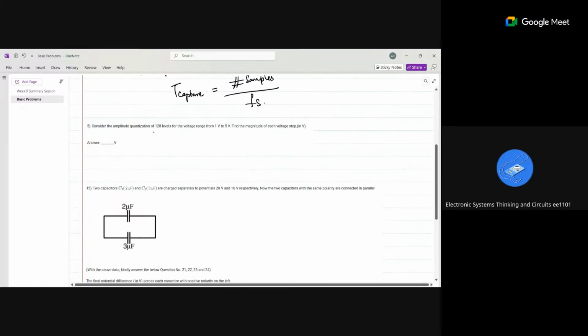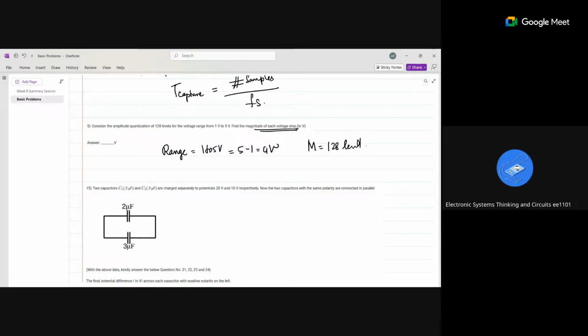Then consider the amplitude quantization of 128 levels for the voltage range of 1 volt to 5 volt. So they are given the range 1 to 5 volt. That is 5 minus 1 is equal to 4 volt. And M is given, M is equal to 128 levels. And they have asked us to find the magnitude of each voltage step. That is the delta value. So what is the delta value?